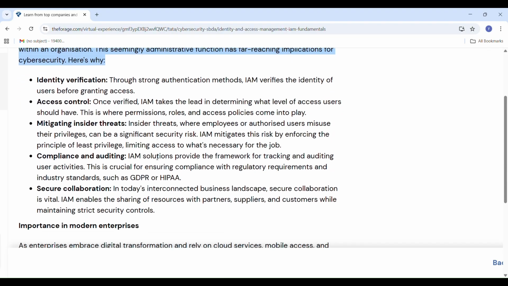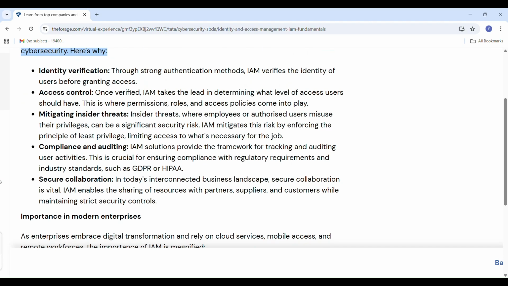IAM also supports compliance and auditing. It tracks user activities and helps companies follow rules like GDPR or HIPAA. IAM supports secure collaboration, allowing safe sharing with partners, suppliers, and customers.